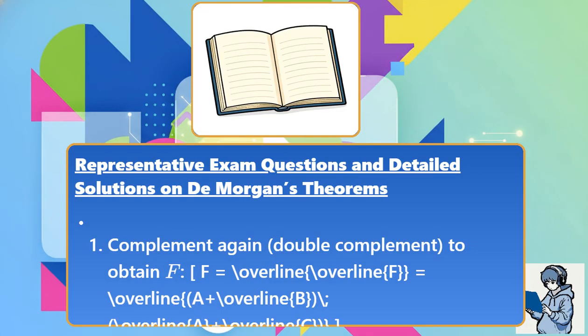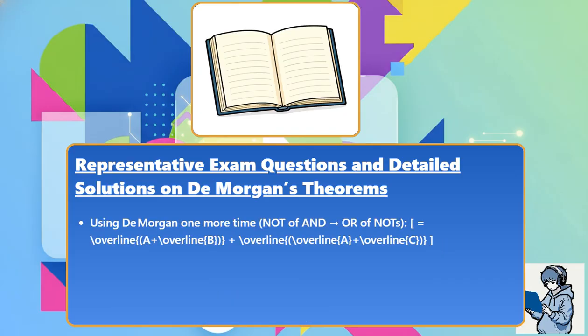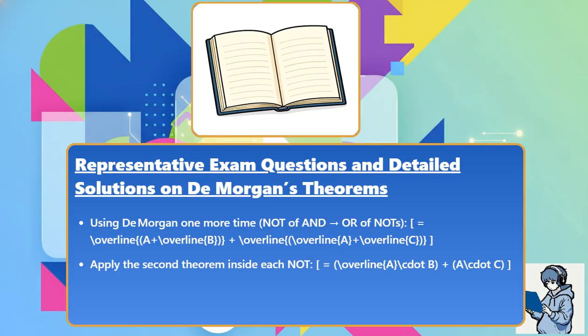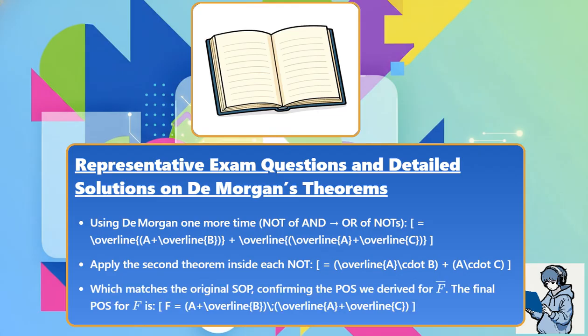Step 4. Complement again to obtain F equals NOT NOT F, which is NOT((A + NOT B) AND (NOT A + NOT C)). Apply De Morgan one more time: NOT of AND becomes OR of NOTs. This gives NOT(A + NOT B) + NOT(NOT A + NOT C). Apply the second theorem inside each NOT. This yields NOT A AND B + A AND C, which matches the original sum of products. Confirming the product of sums we derived for NOT F, the final product of sums for F is (A + NOT B) AND (NOT A + NOT C).